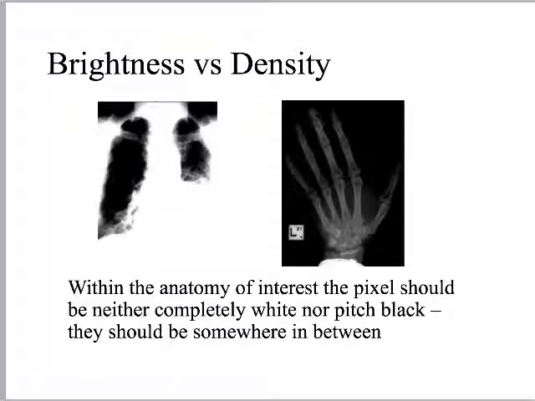So within the anatomy of interest, the pixels should be neither completely white nor completely pitch black. They should be somewhere in between. That somewhere in between is where the diagnosis can happen, right? But just be aware that there's two different ways to basically talk about the same thing.